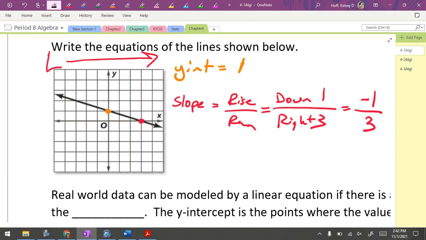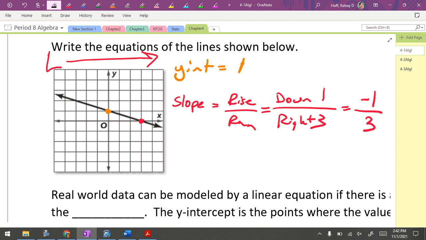Here's when you would go left. Miss Hoff always tells you to start on the left and go to the right. Some people don't always listen to Miss Hoff, and they start on the right and they go to the left. And if you do it correctly, you'll still get it right. But to avoid that, I just tell people start on the left and work your way to the right.